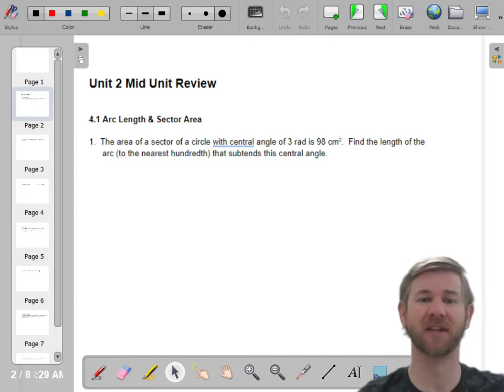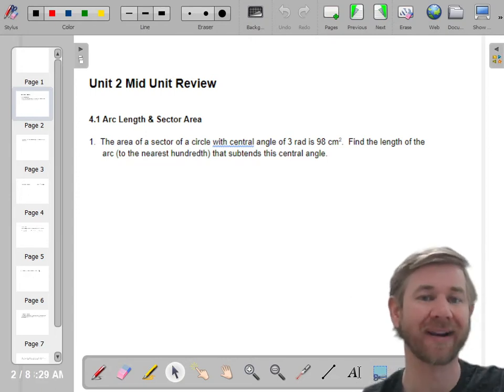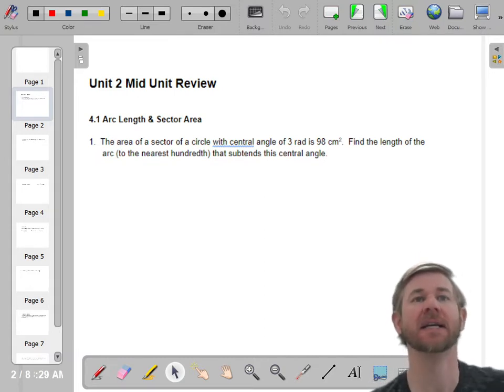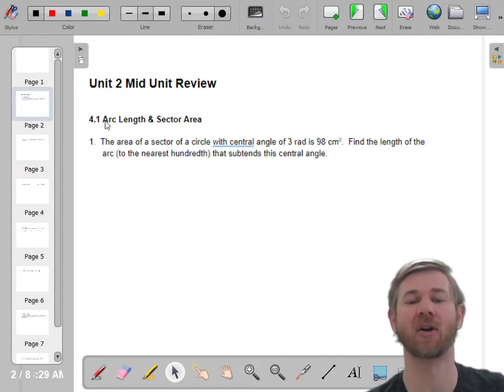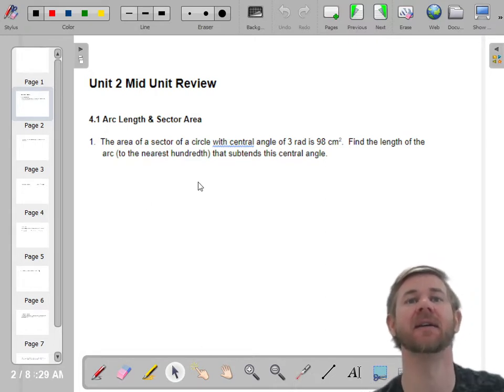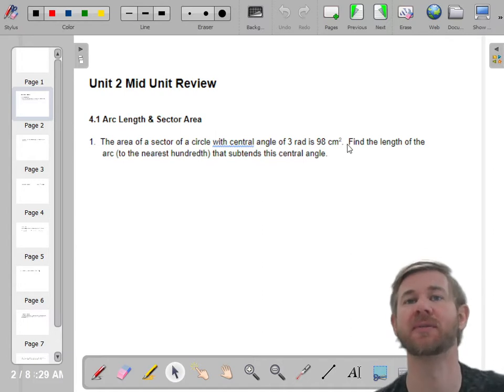Hello everyone, we're going to do a little review before we get to the more complicated trig solving. Let's make sure we can wrap up everything we've done so far. So let's see, 4.1 we talked about arc length and we talked about sector area, and this says the area of a sector with center angle 3 radians is 98 centimeters squared.